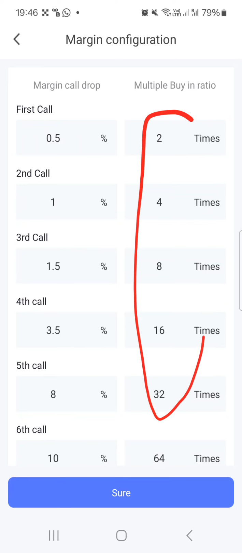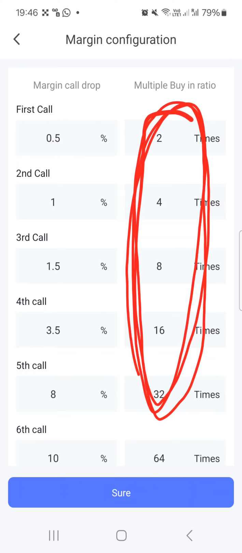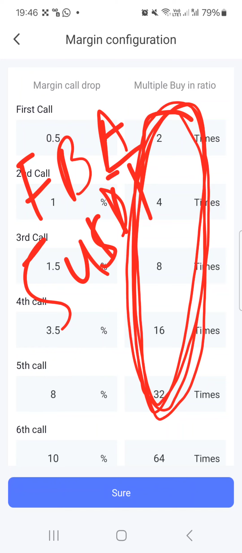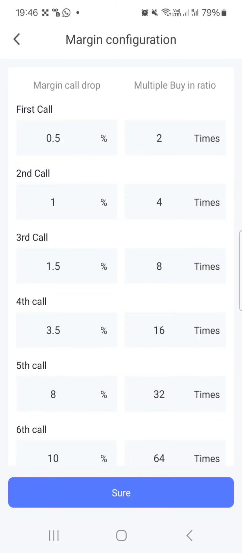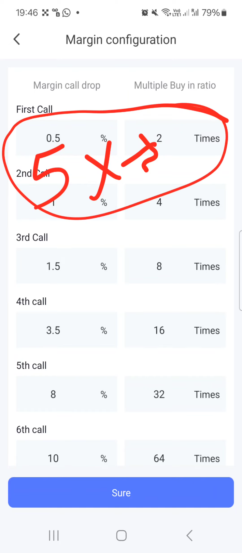Here, this means that this is the amount of money the bot is using to go into the market. So for instance, your first buy amount is $5 USDT. It is going to use $5 times this amount here. I'll repeat it: $5, which is the first buying amount, times this amount here. So in the first call, it will put $10.